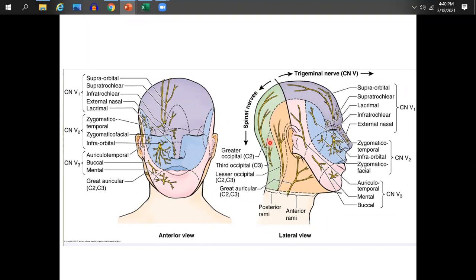So greater occipital coming off of C2, third occipital coming off of C3, lesser occipital coming off of C2 and C3, and then greater auricular coming off of C2 and C3. You're going to want to know the area that it innervates, and for these, you're going to want to know the roots, because I recall that coming up in questions previously for other folks.